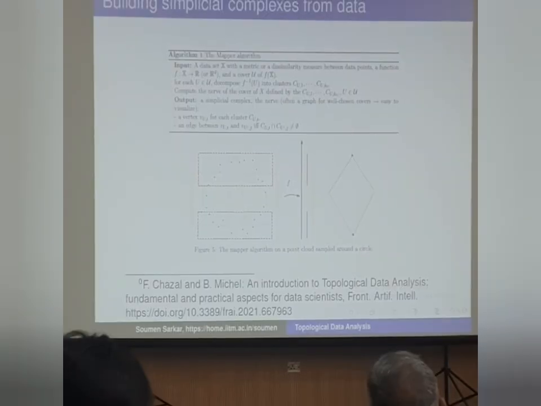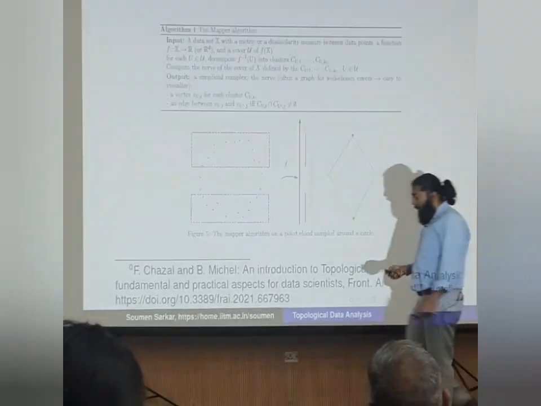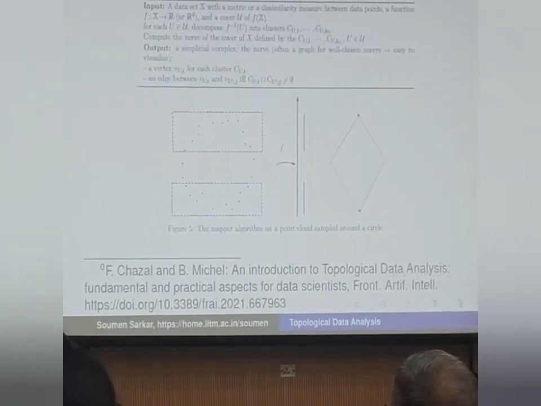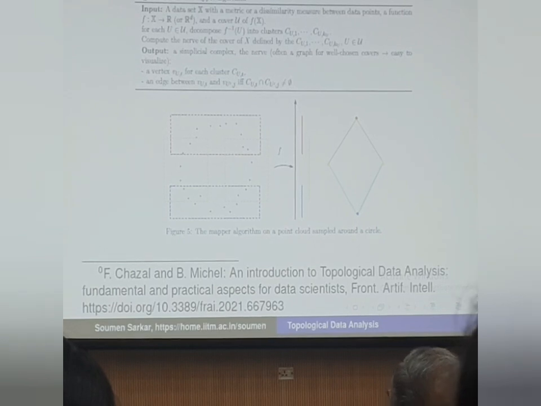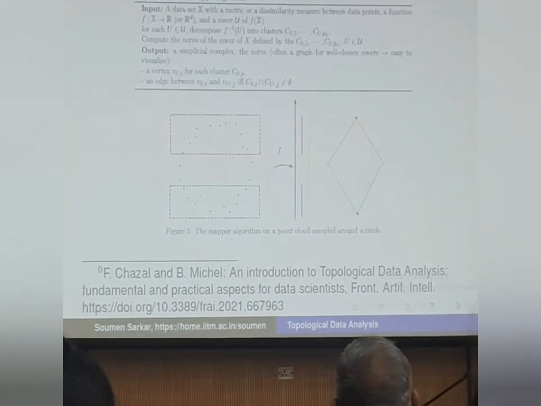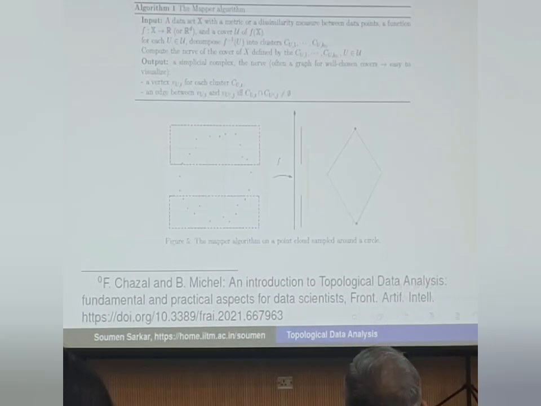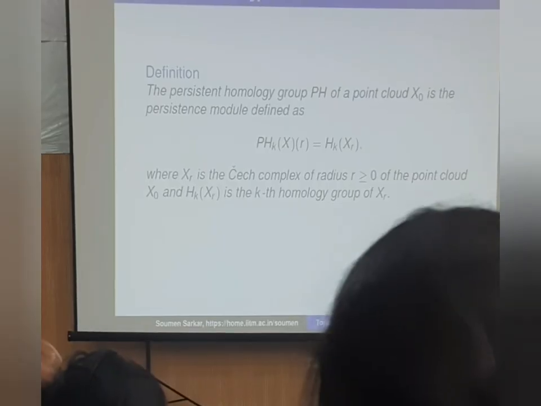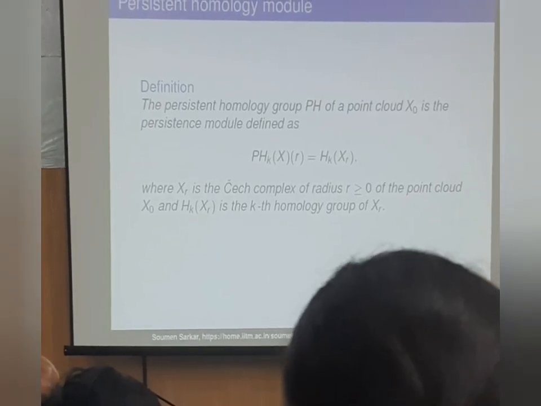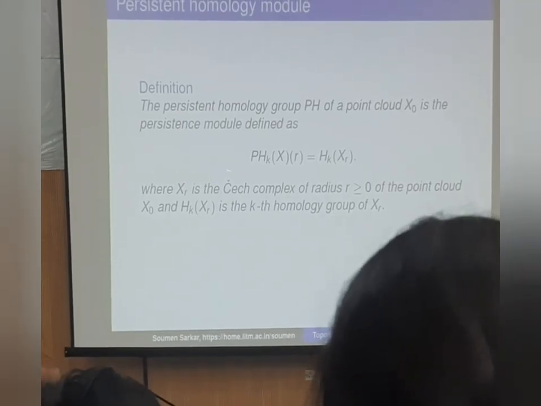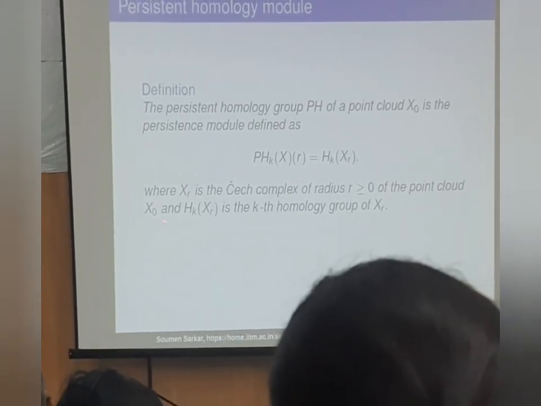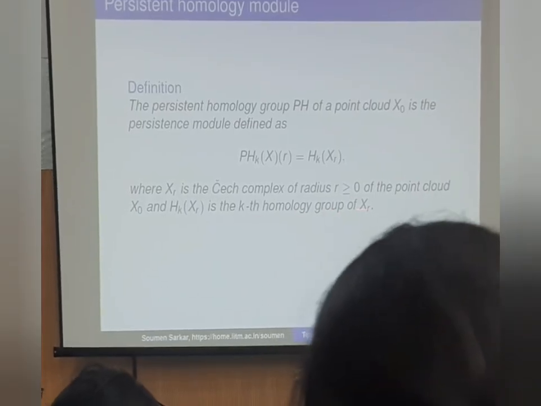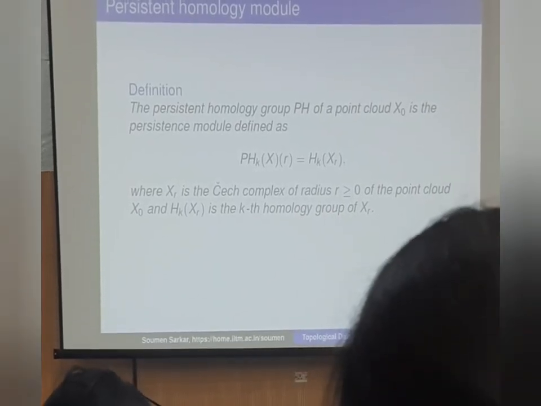But how to build the simplicial complex from the data set? There are some algorithms now available that are very well known. That is called the mapper algorithm, and a computer can do it. So we know the concept of homology, we know the concept of Čech complex, and we are just defining it. This is the Čech homology, the homology group of this level Čech complex.